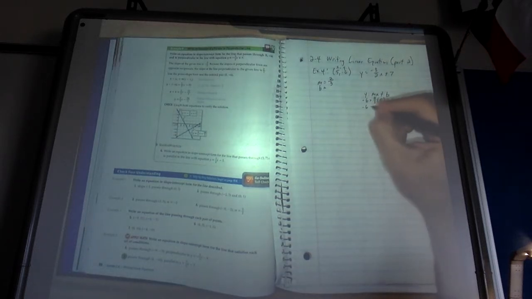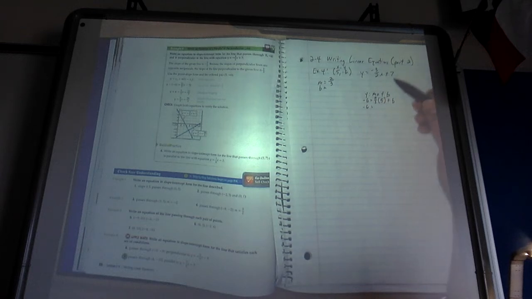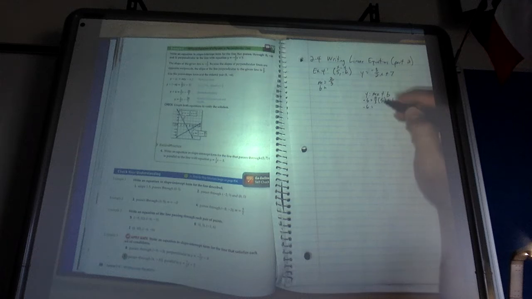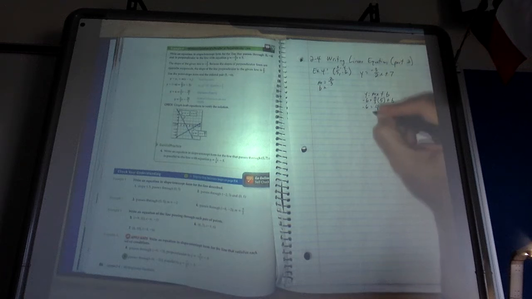So I've got -6 equals. Now 2/3 times 5, just a quick lesson without the calculator. Remember, 2 is a numerator, 5 is a numerator, so I multiply numerators, and I get 10/3 plus b. Now to get b by itself, I need to subtract 10/3, right? I need to subtract 10/3.